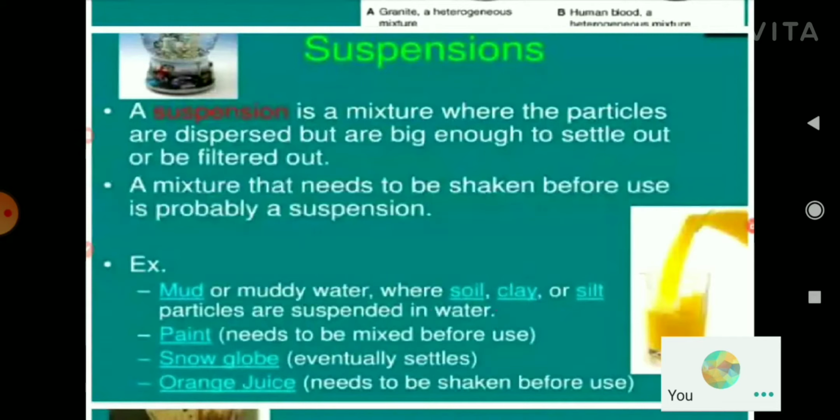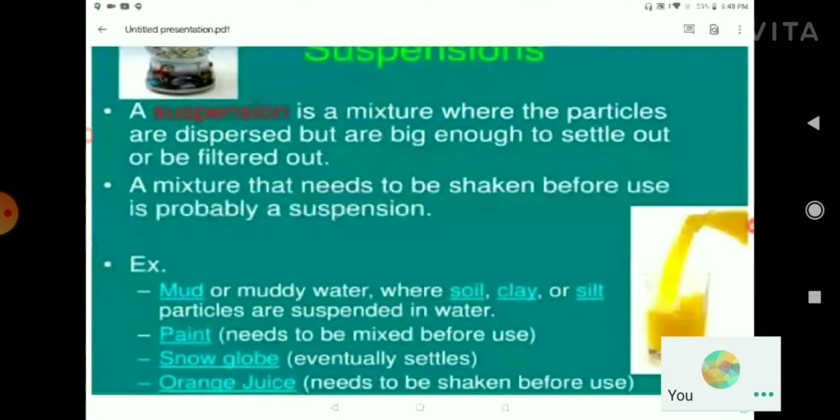A mixture that needs to be shaken before use is probably a suspension. Like if we mix two substances, but when we use it, we need to shake it to mix them properly. Like here it is given mud or muddy water. If you have muddy water, then the mud is heavier, so it will sink down. Like in paints and orange juice, the fibers will go down. So we need to shake them before use. Next slide.